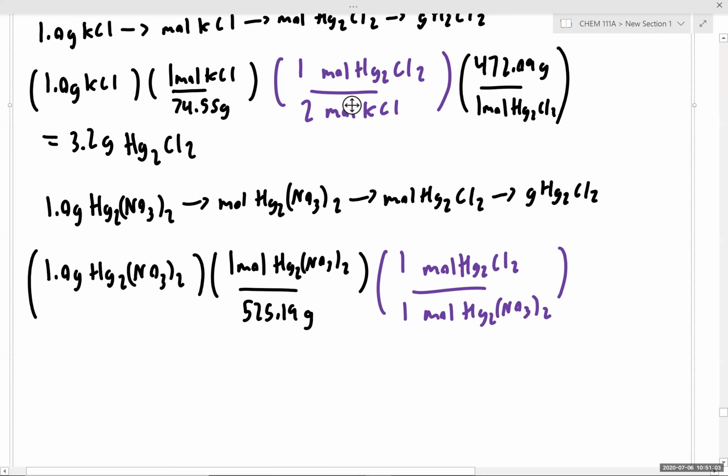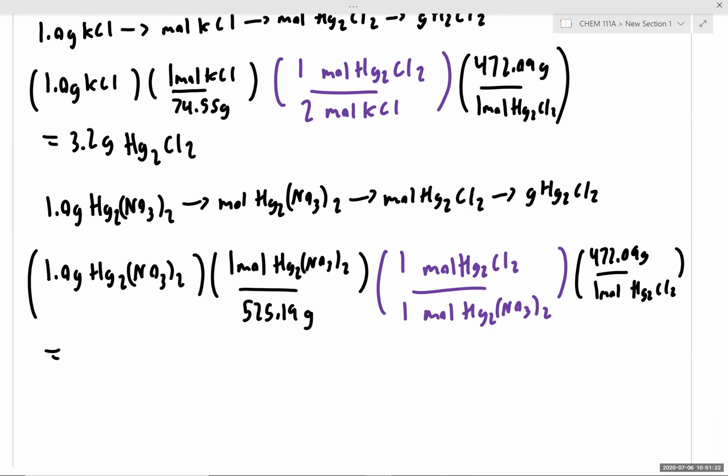Our molar mass is exactly the same. We have 472.09 grams for every 1 mole of mercury 1 chloride. So punching this into your calculator, 1.0 over 525.19 times 472.09. That gives us a mass of 0.9 grams of mercury 1 chloride.